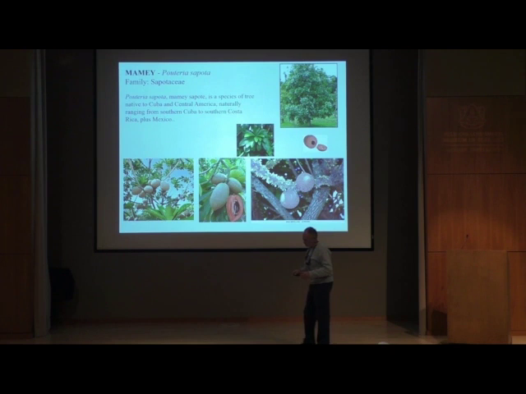We come now to another family, and that's called the Sapotaceae. And this is mamey. Zapote, from Cuba and Central America, naturally ranging from Cuba to southern Costa Rica. It's kind of a Caribbean type thing. This one, again like caimito, you need hot weather. This is a humid tropic plant.